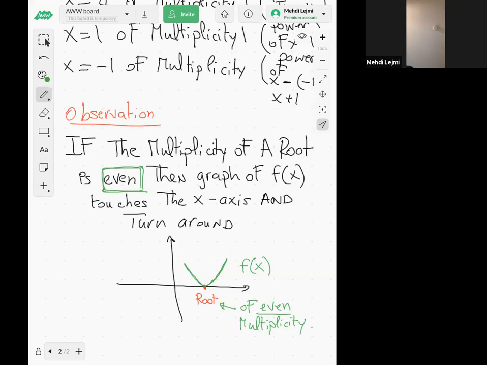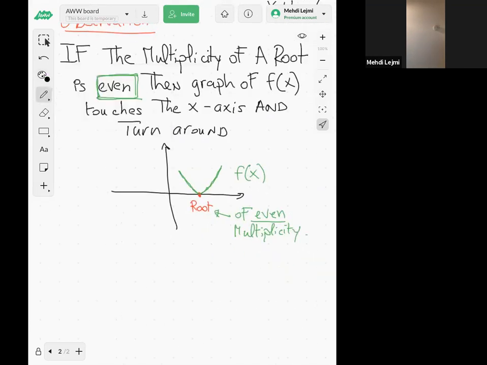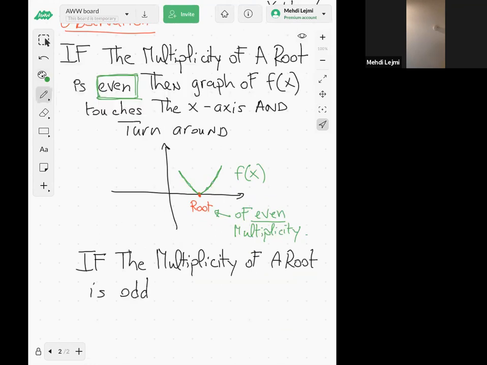Now, if the multiplicity of the root is odd, then the graph of f of x is going to cross the x-axis.